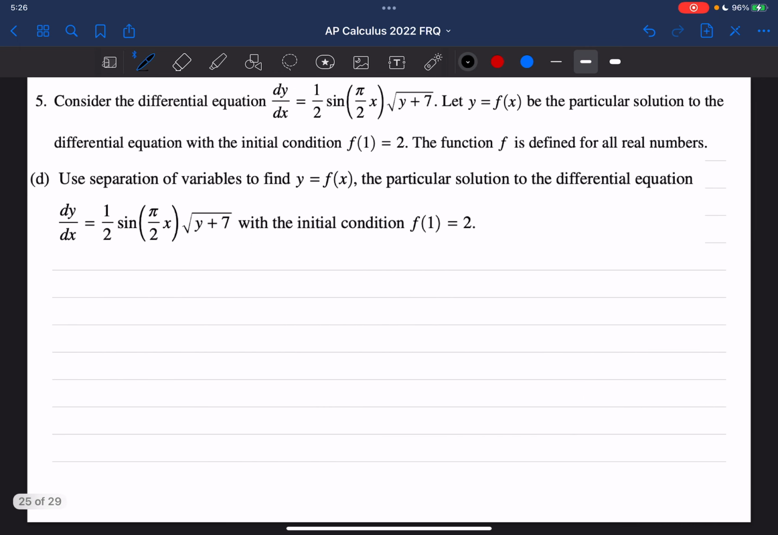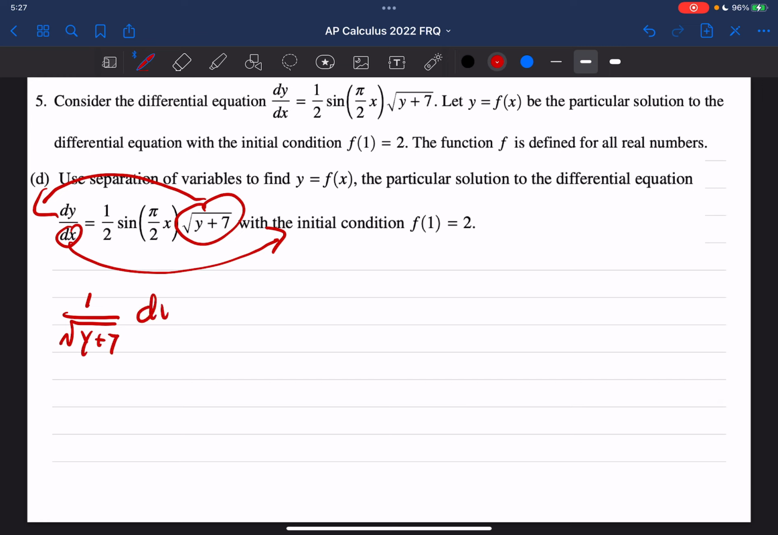Now finally, Part D says we want to use separation of variables to find the particular solution. The way I explain it is we have to separate, integrate, and isolate. Separate first means everything with y has to go on the left, everything with x has to go on the right. So that means this goes over here, and the dx part has to go over here. So we have 1 over square root of y plus 7 dy equals 1/2 sine of pi over 2 x dx. So that's our first part.